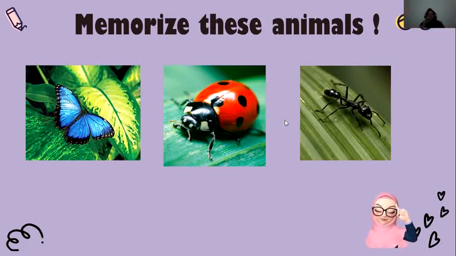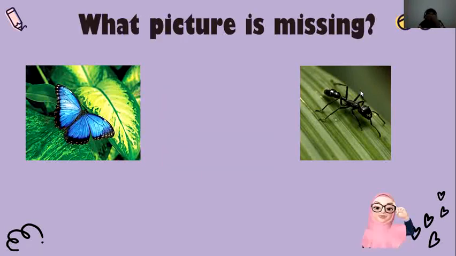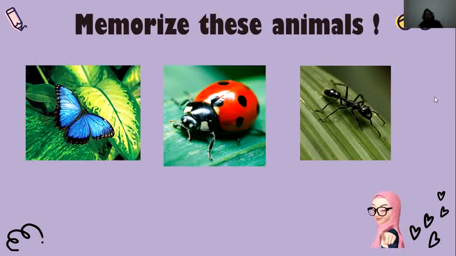Now, let's have a practice. Please memorize these animals. This is a butterfly, this is a ladybug, this is an ant, okay? An ant, okay? Remember, now close your eyes. Close your eyes. And then open your eyes now. So what picture is missing? Is that an ant? Uh-oh. Is that a ladybug? Yeah, that's right. So it's a ladybug. 100 for you.